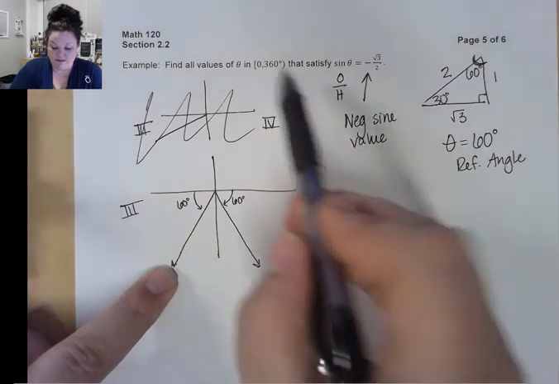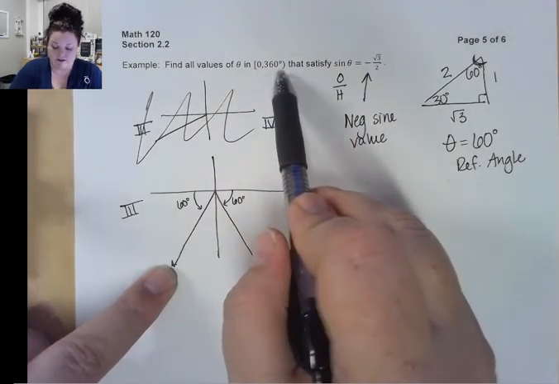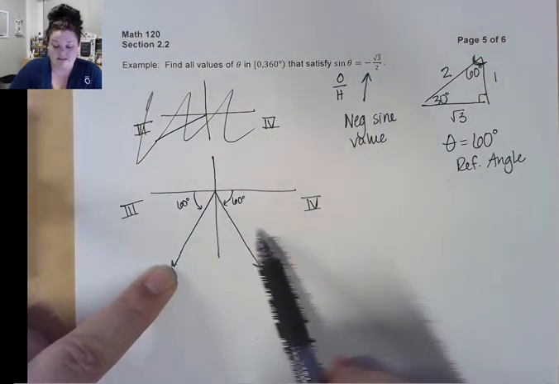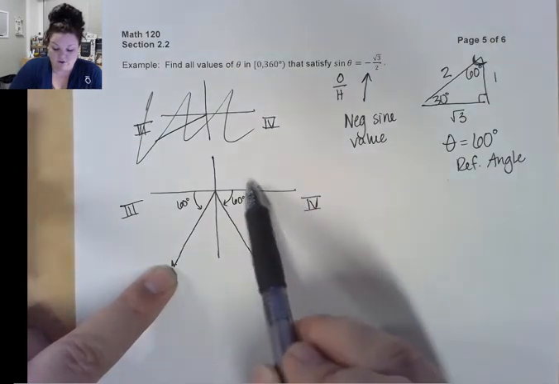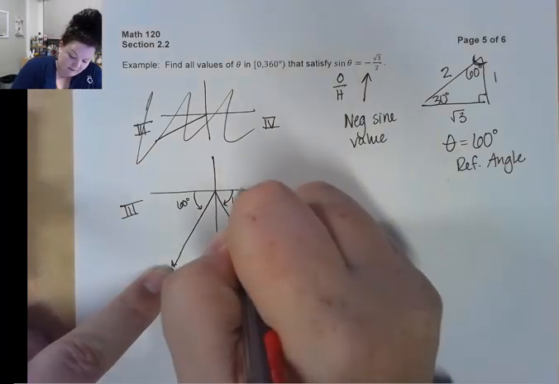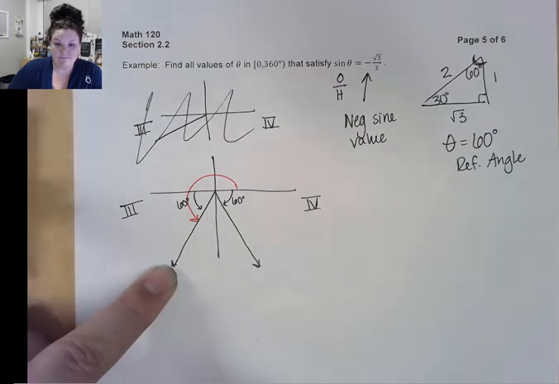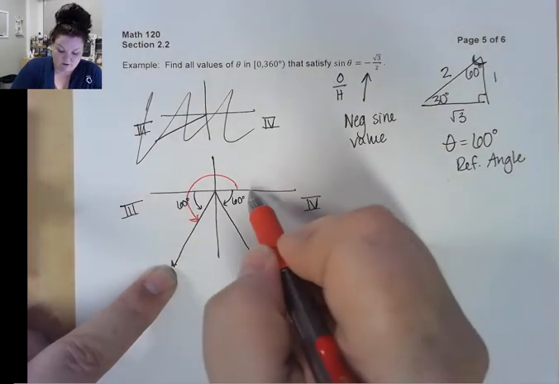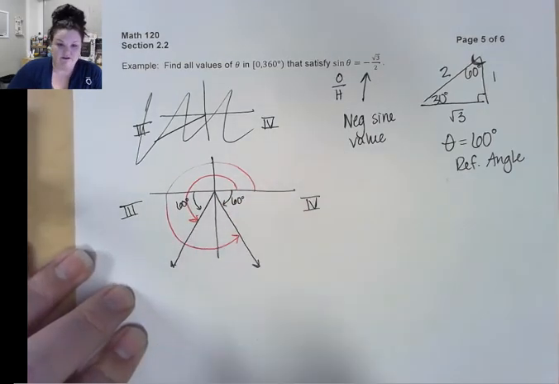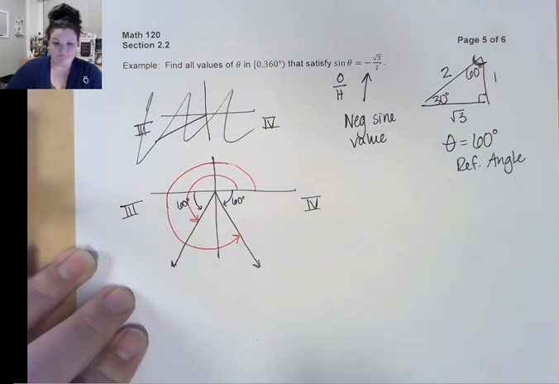So remember, we're only looking for angles that fall between 0 and 360. So we're not looking for negative angles. So I can't use negative 60, even though I know it satisfies all of this. I only want angles that go in the counterclockwise direction. So that means I want the angle that starts here in standard position and terminates at this side, right? And then I want the one that goes all the way around and terminates here. Okay, so all I have to do is figure out what those two angles are.